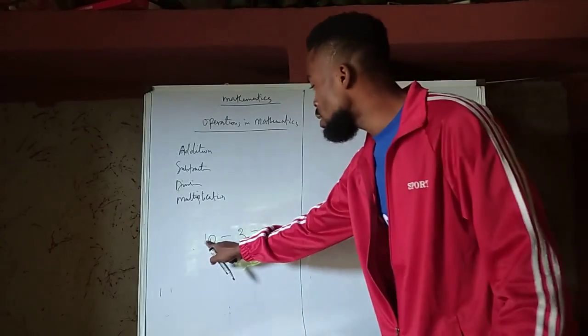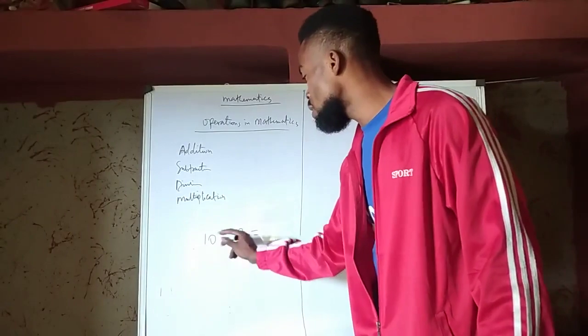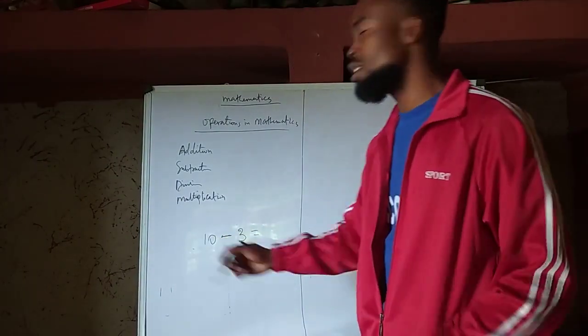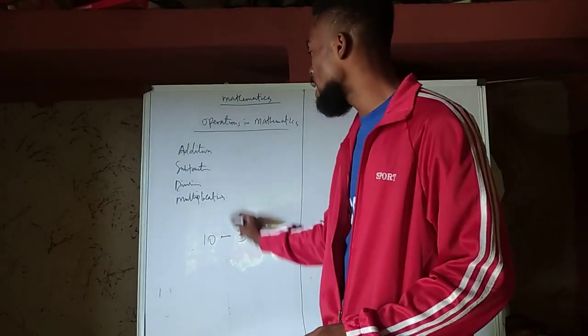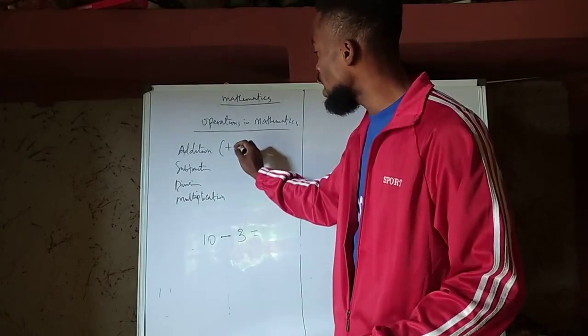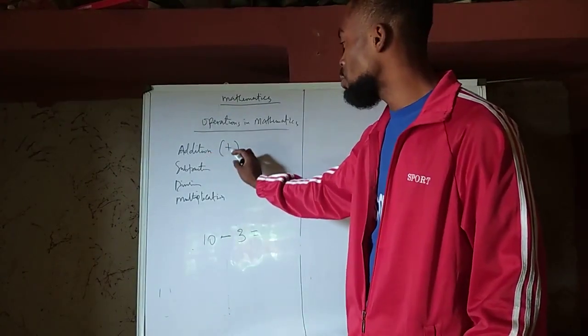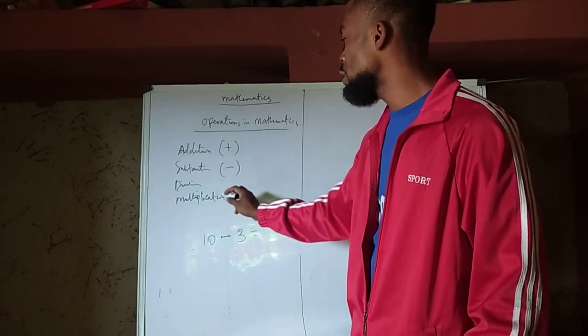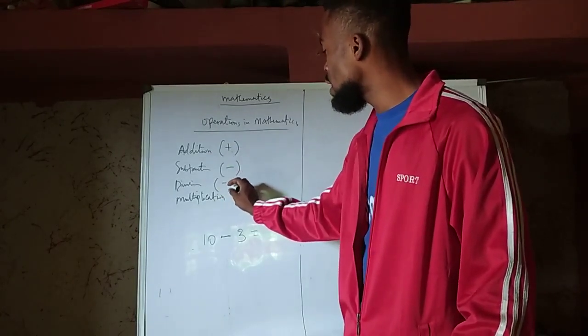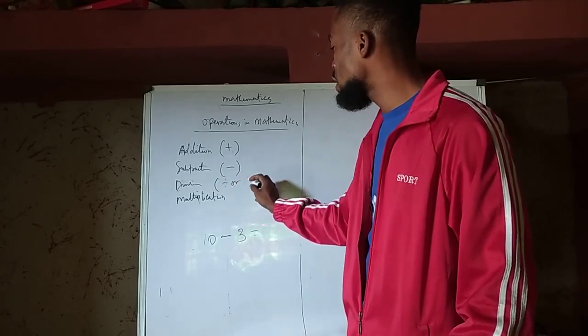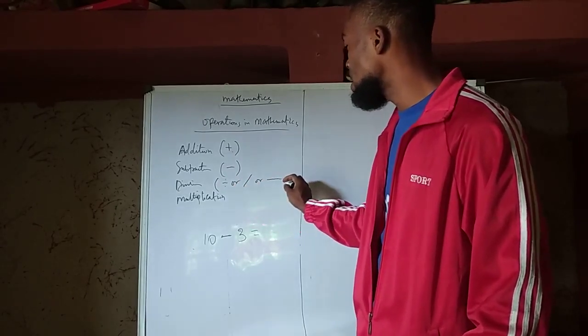So this is 10. The sign tells us to remove. This is the subtraction sign. It's called the minus sign. So the addition has the plus sign, and subtraction has the minus sign. Then the division sign can be like this, or it can be like this, or it can be this.